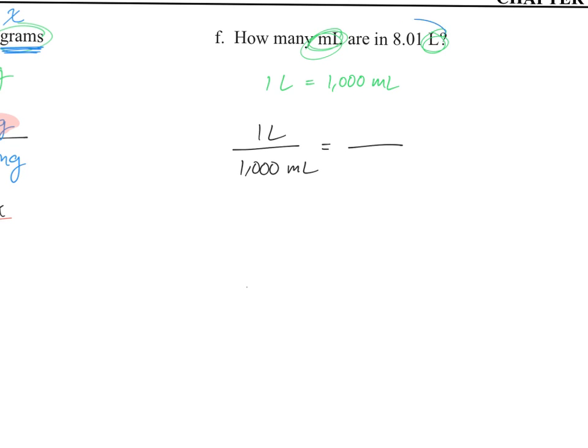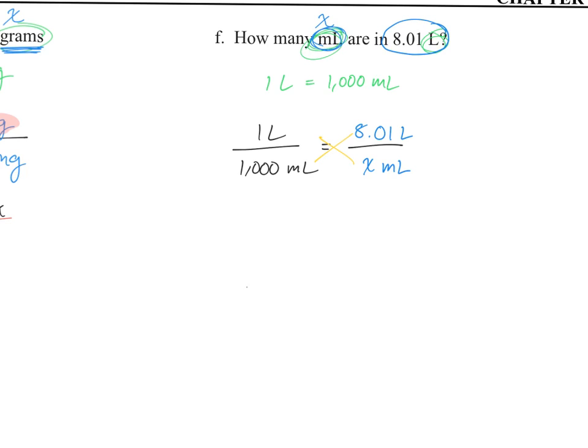We know we have 8.01 liters, and we're trying to figure out how many milliliters that is. Since we don't know how many milliliters, that's going to be x. I do not know, so it's my variable. Okay, so take a moment, pause, and try to fill in the proportion. So matching up the milliliters on the bottom and the liters on the top. There we go. Let's go ahead and solve this using cross multiplication.